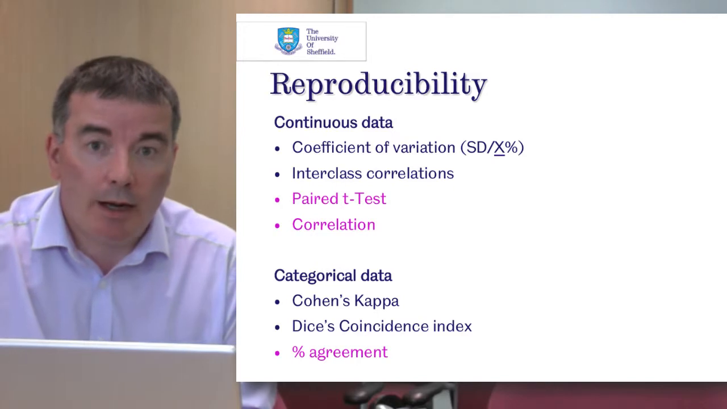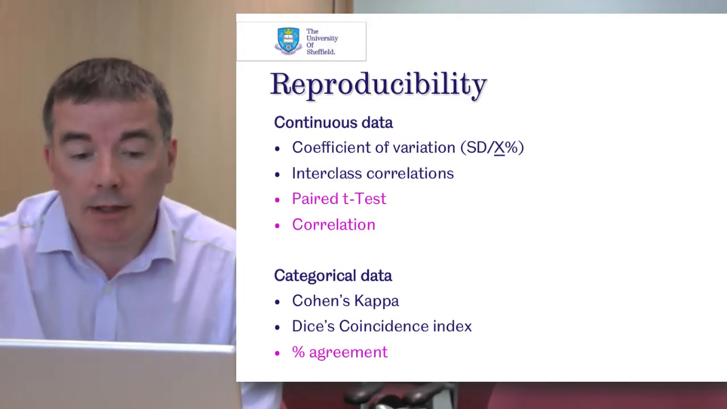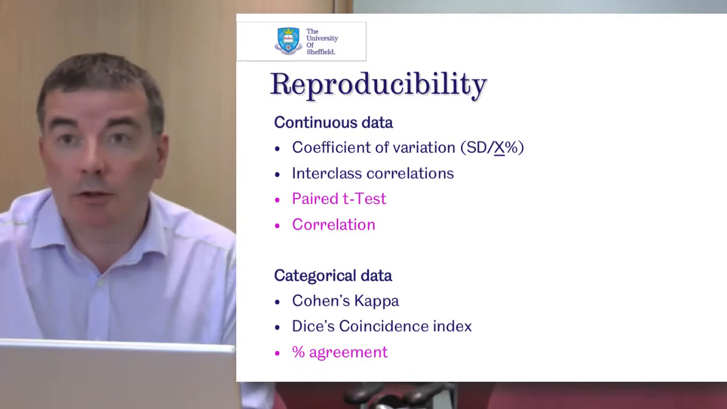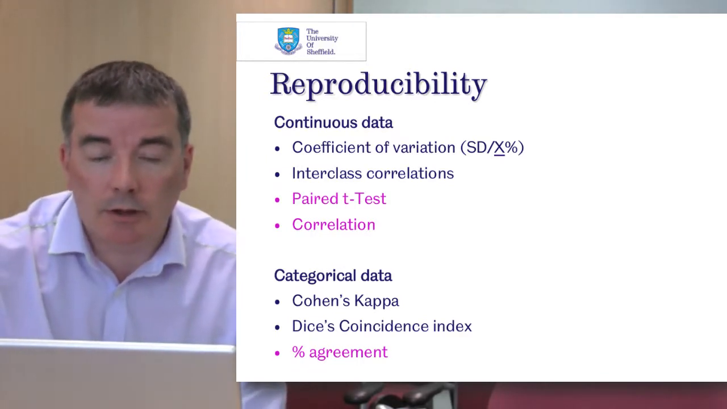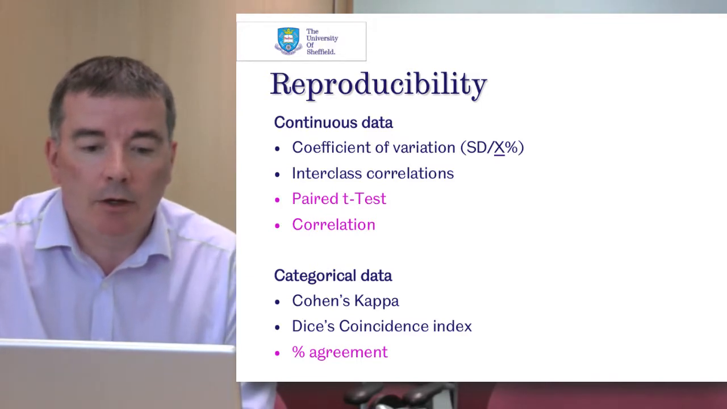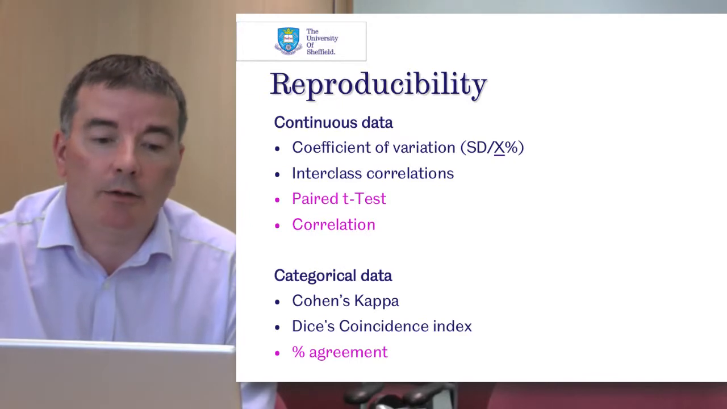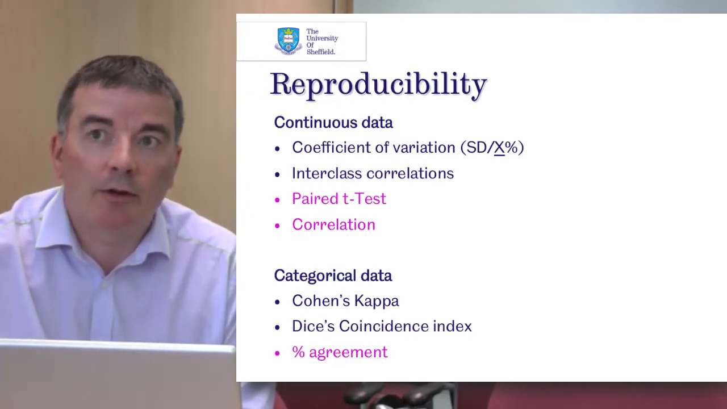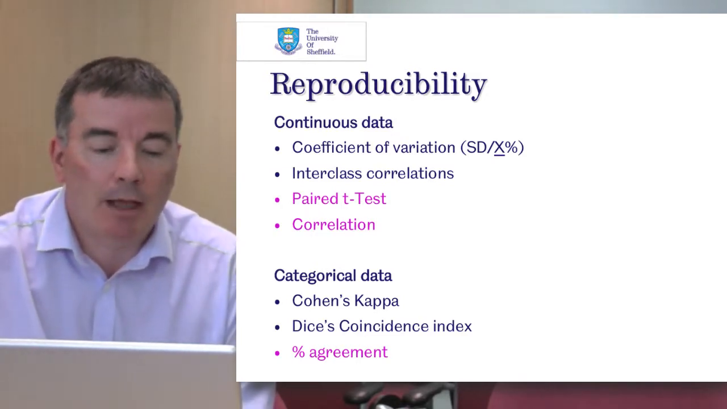There are a number of ways of measuring reproducibility, and this depends in part on the nature of the data you're being presented with. For continuous data, such as blood pressure, you would use a coefficient of variation to examine reproducibility. You can also use interclass correlations, again, to measure how much agreement you have between the measures, and I will come back to interclass correlations in a moment.